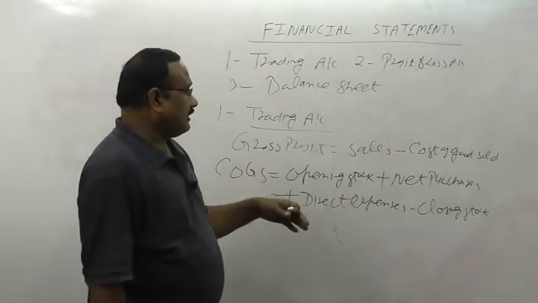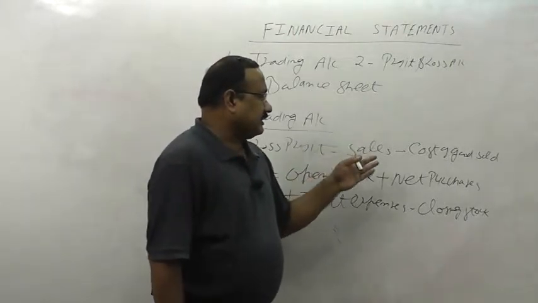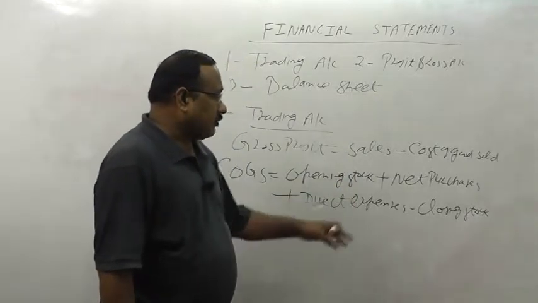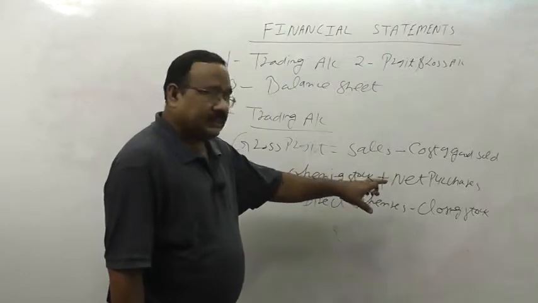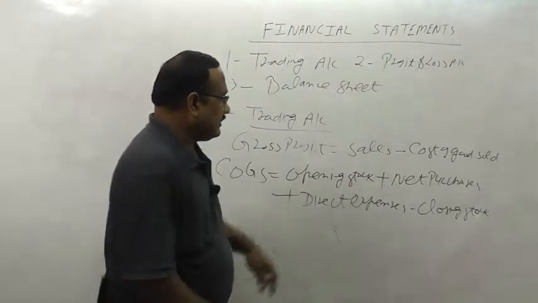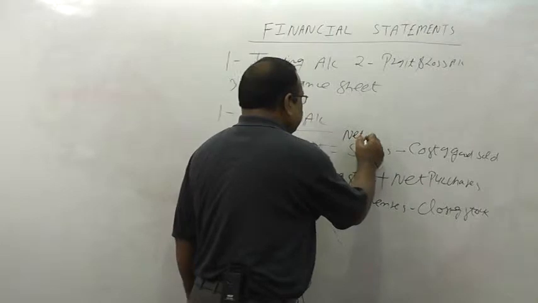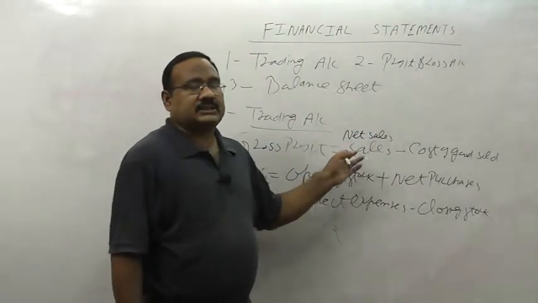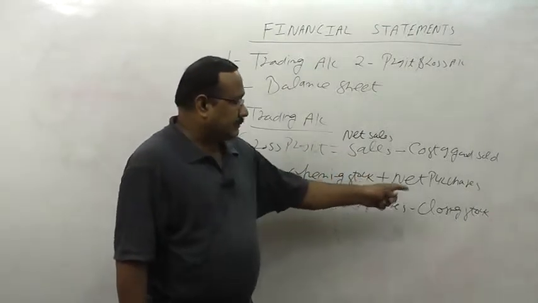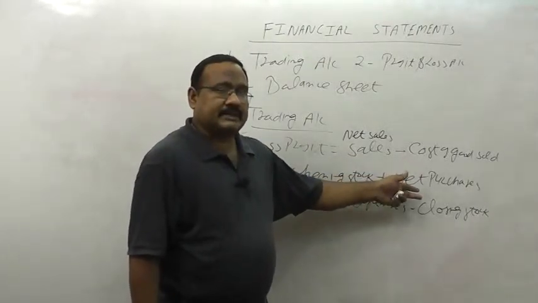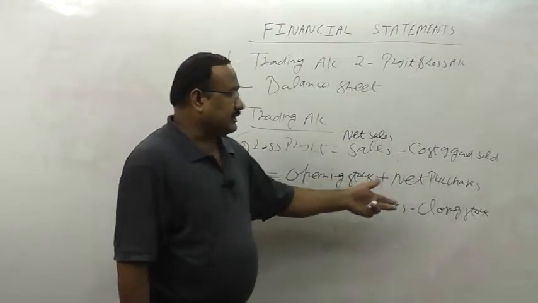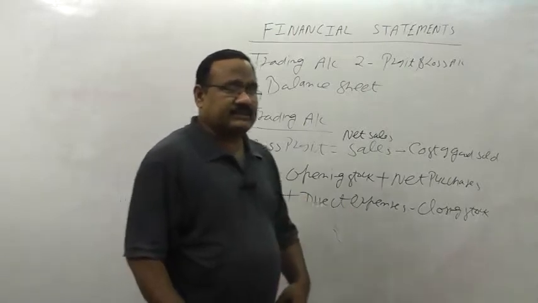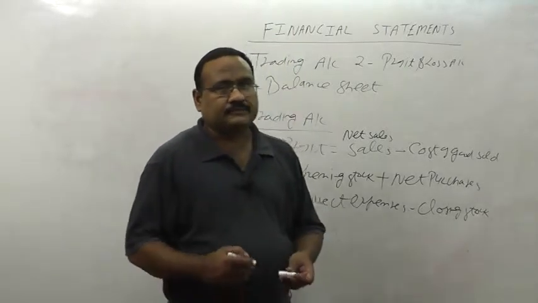And the gross profit is found out by deducting cost of goods sold out of sales. Sales is here net sales. When we talk about the net, it means net sales. Net sales means total sales minus sales return. Net purchase means purchases minus purchase return. By this way, we find out the cost of goods sold. The gross profit is the difference between sales and cost of goods sold.